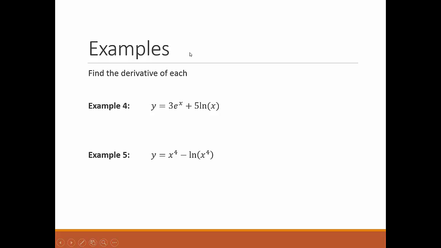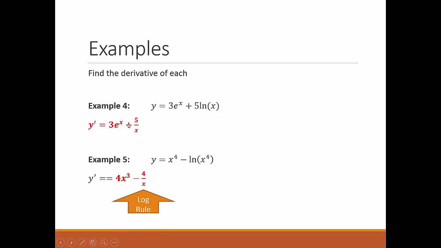Again, I would hit pause and try to do these on your own. Welcome back. Let's see how you did. So if I want to find this derivative, well, we just said the derivative of e to the x is e to the x. The derivative of ln of x is 1 over x, but I have this 5 here, so that piece goes up top. Then down here, I have a power, 4x cubed. Notice that the log rule says I could bring that 4 out front, so this becomes 4 ln of x, which would be 4 times 1 over x, or simply 4 over x.